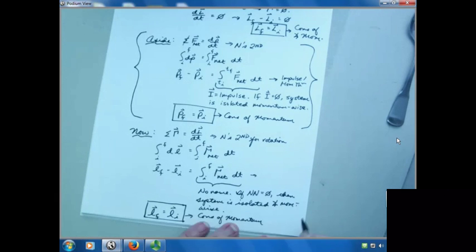Alrighty. So are there any questions about that? The conditions under which angular momentum is isolated, or is conserved, sorry? Okay, so let's do an important example of the conservation of angular momentum.